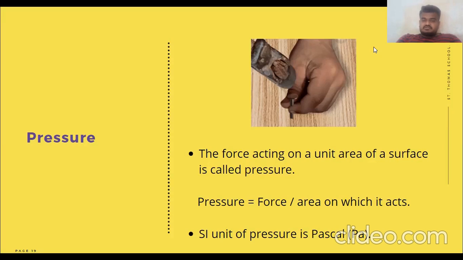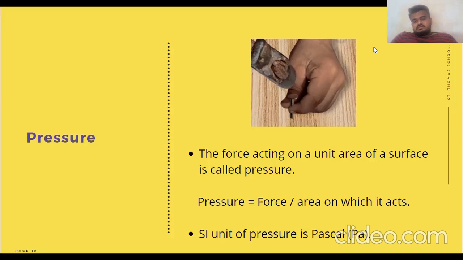As well, there are two quantities on which the pressure mainly depends, that is force and area. So first of all, what is pressure? The force acting on a unit area. The force acting on a unit area of a surface is simply called pressure. So we can make an equation for it: pressure equals force upon the area on which it acts.